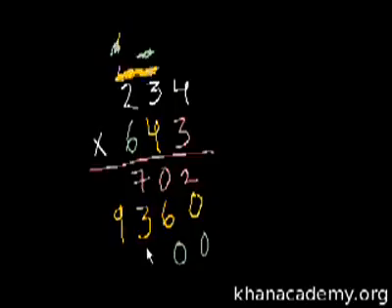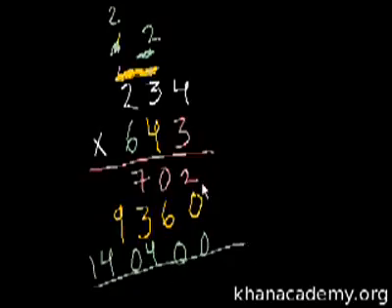So 6 times 4 is 24. Carry the 2. 6 times 3 is 18. Plus 2 is 20. Carry a 2. 6 times 2 is 12. Plus 2 is 14. And now we add it all up.